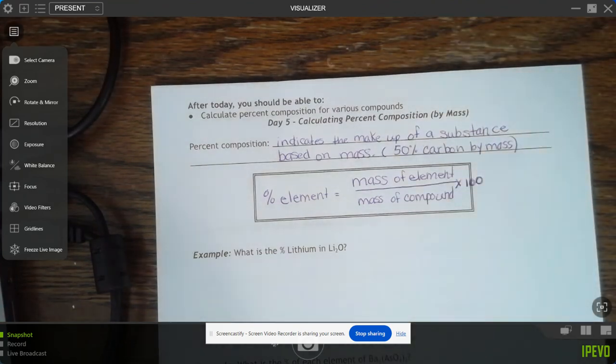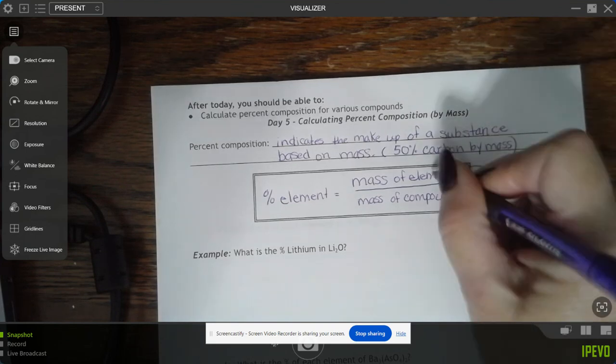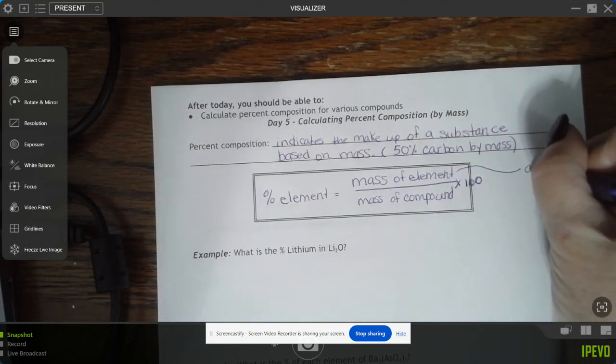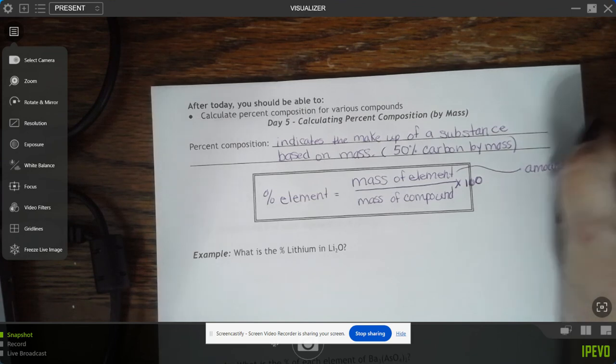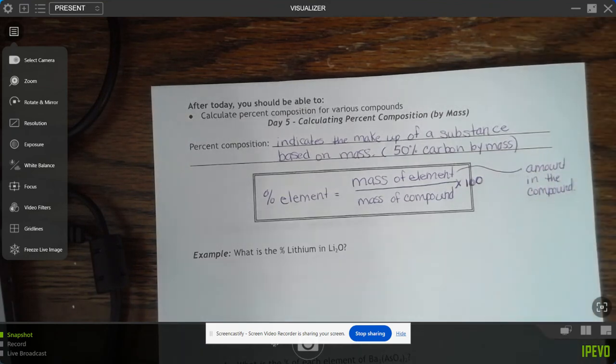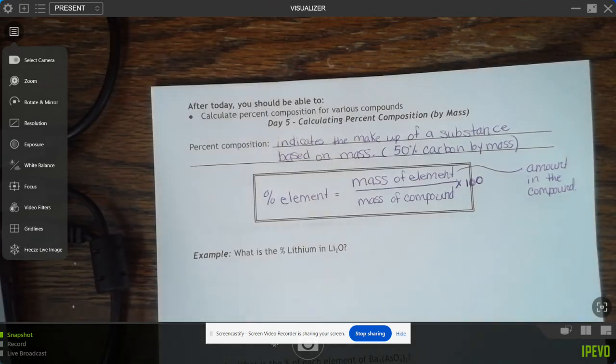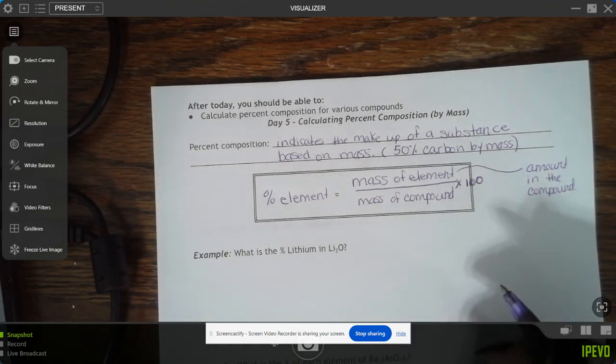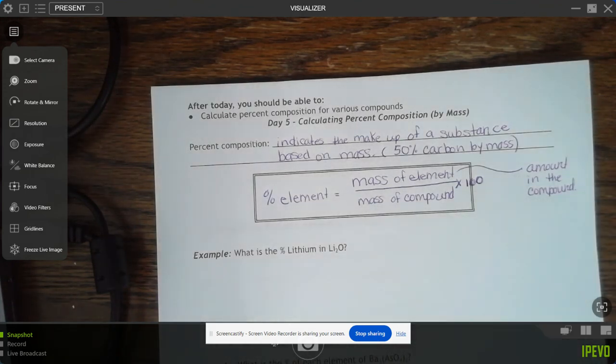Now one thing to note, when we say the mass of the element, this means the amount in the compound. That's not to be confused with the mass on the periodic table. We'll look at this first example, and it will help us see what I mean when I say that. All right, so what is the percent lithium in lithium oxide?